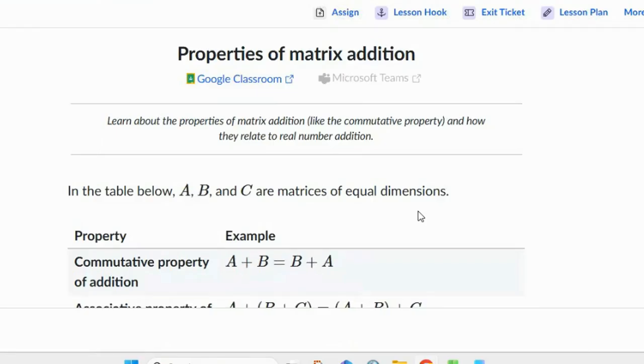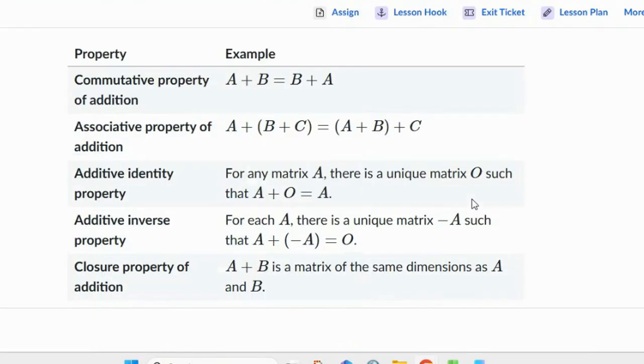All right, let's look at the next lesson. Properties of matrix addition. All right, here are the properties that we're going to look at. The commutative property. This is just like we do in math. A plus B is the same as B plus A. Just like in real math.